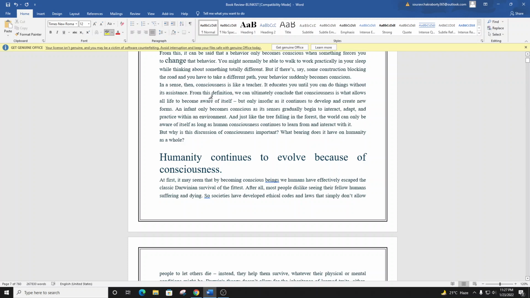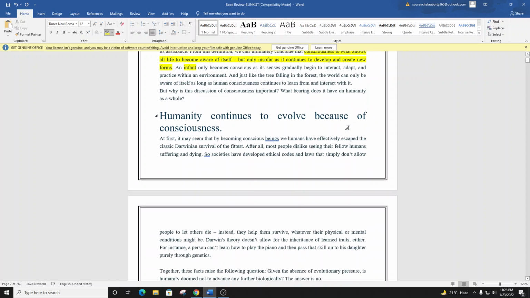From this definition, we can ultimately conclude that consciousness is what allows all life to become aware of itself, but only inasmuch as it continues to develop and create new forms. An infant only becomes conscious as its senses gradually begin to interact, adapt, and practice within an environment. And just like the tree falling in the forest, the world can only be aware of itself as long as human consciousness continues to learn from and interact with it.